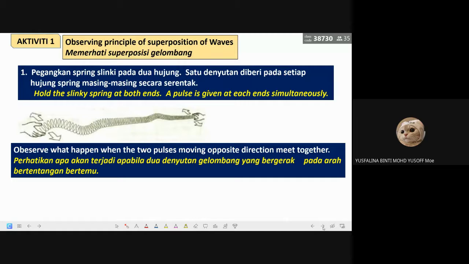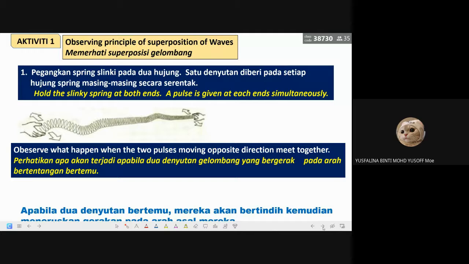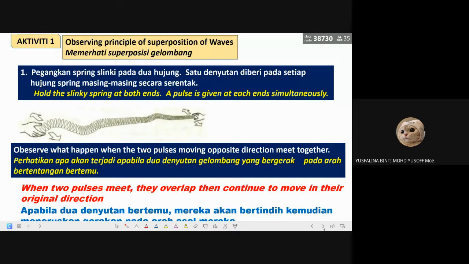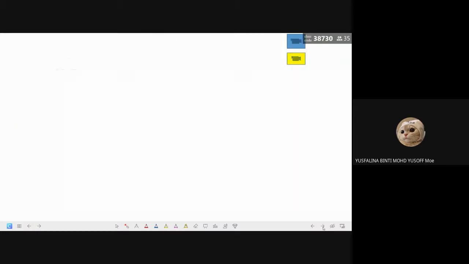So now what we see for the water wave first. Okay, so observing the principle of superposition. This one you already saw by using the slinky spring on the video just now, right? So I'll just move on to the next one. Okay, so you can see when the two pulses met, they overlap, then continue to move in the original direction.